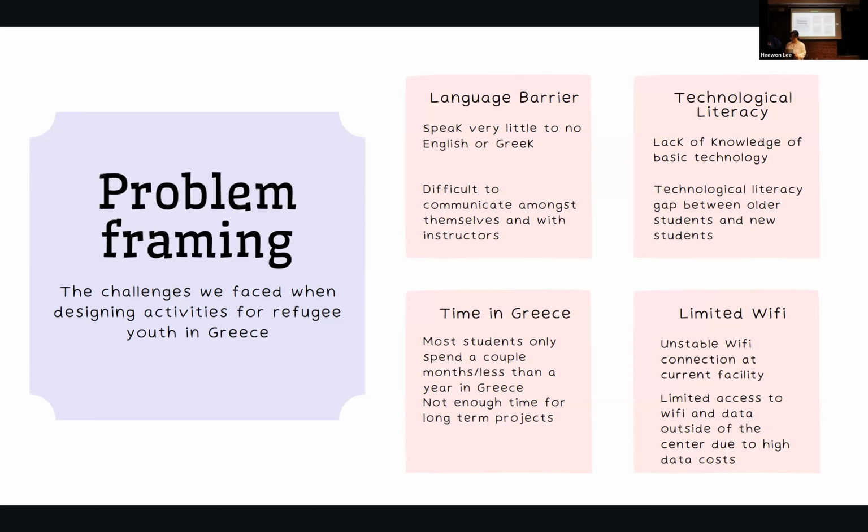Technological literacy: a lot of them don't have very advanced technological literacy, and that makes it hard for them to be thrown into the deep end with a lot of advanced technologies. And then also the limited Wi-Fi capabilities. Data is very expensive in Greece, and there are also some Wi-Fi issues that come with the Horizon Center.